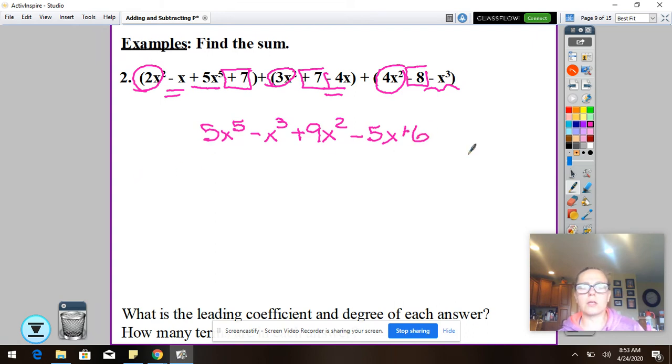So now if I look at this problem, I've got to make sure my answer is in normal form. And again, I go 5, 3, 2, 1, none. So I know I'm in proper form. We also know that our degree would be 5. Our leading coefficient would be 5. And here, again, 1, 2, 3, 4, 5 terms. All right, so I'm hoping that it's helping you with adding, okay?